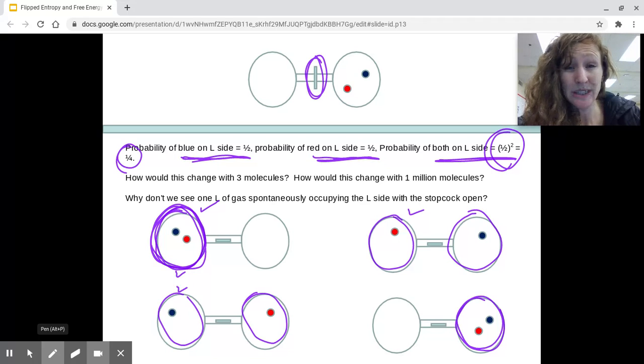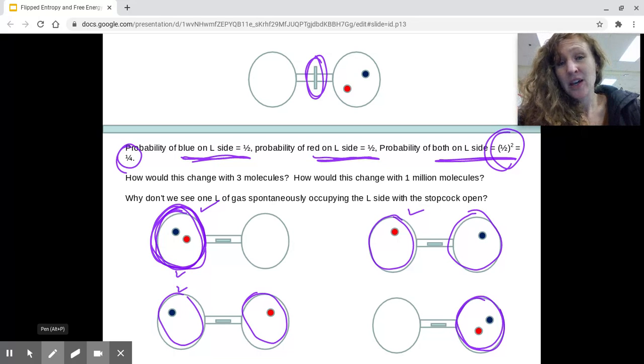Right? Our system would get a lot bigger real fast just by adding 1 additional molecule to the system, right? Now think about a normal balloon, right? A normal balloon doesn't have 2 molecules, doesn't have 3 molecules. It doesn't even have 1,000,000 molecules.